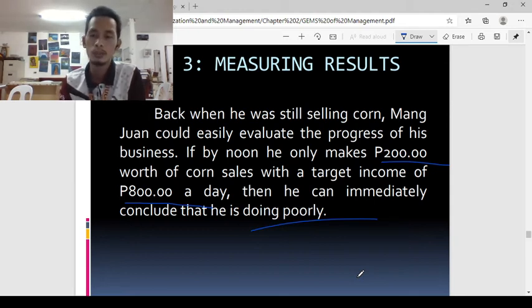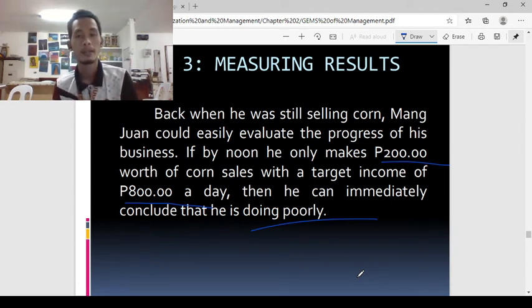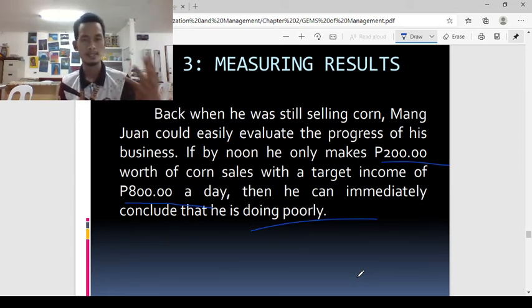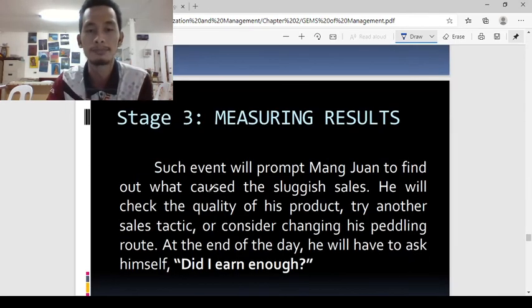Now, by noon, 200 pa lang iyang income. And then iyang target every day is 800 a day, di ba? 800 pesos. That means that he's doing poorly, right? He's doing poorly. Dapat by noon 400 na iyang income. So, possible in this stage makita niya kung unsay problema sa iyang business. It's either ang quality sa iyang business, ang pag-execute, ang pag-communicate, di ba? Basin ang iyang marketing strategy dili effective.